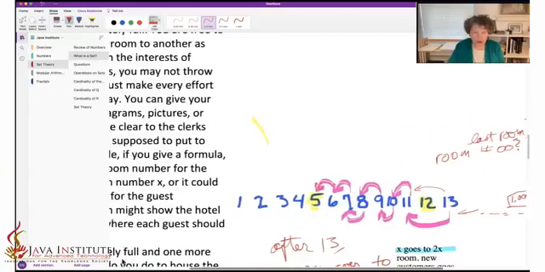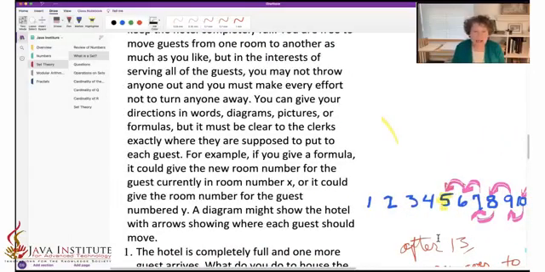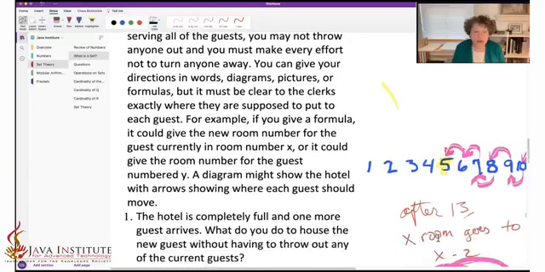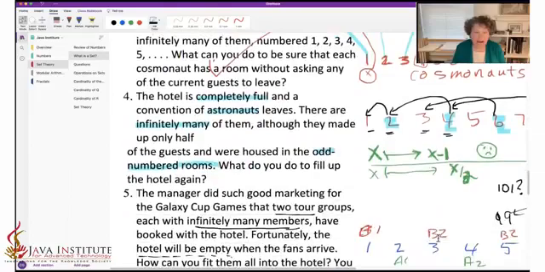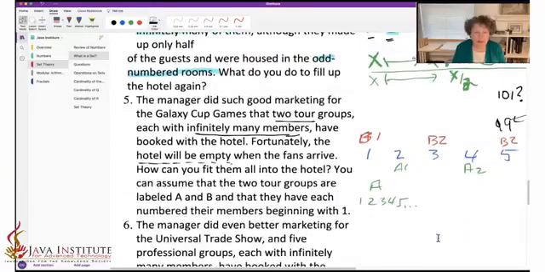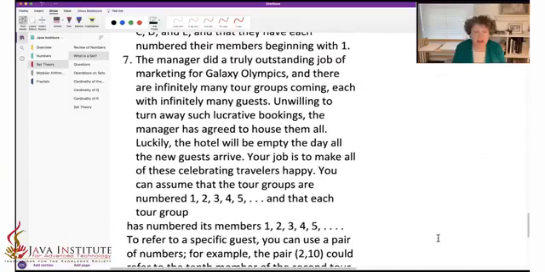Okay, so let's see. There's two that we didn't do yesterday. Okay, oh, we didn't do that one, but that one's just like the one before it. Okay, now.